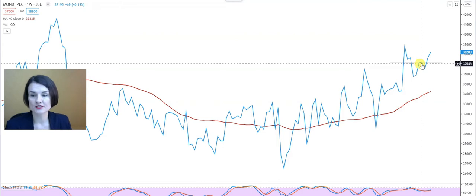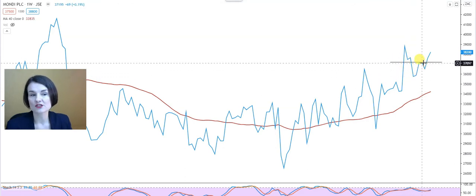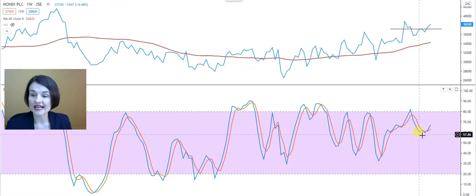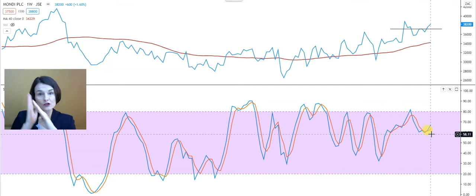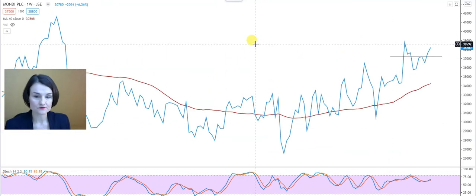A critical protection level will be that 371 Rand 95, which is the neckline of that small cup and handle formation that was confirmed on Mondi. And again, your stochastic, look there, your K line, the blue one, the orange line, the D line is still pointing upwards. It's not overbought yet. It will only be overbought above an 80 or a 90 zone.